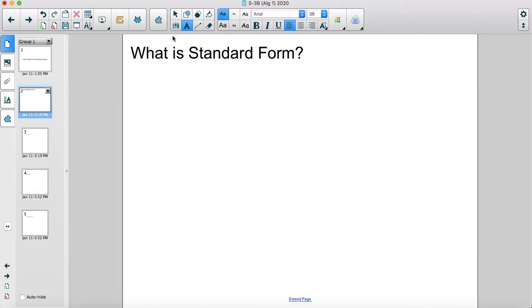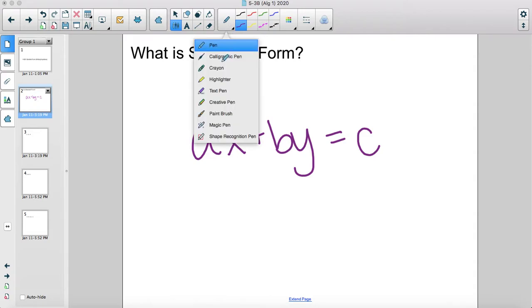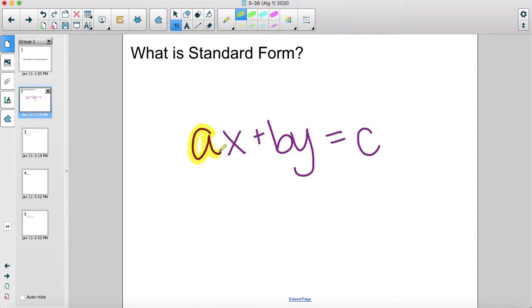So think back to the equations we were seeing last class period. It's that ax plus by equals c, where the x and the y are always going to be there, but the a, the b, and the c are going to be different numbers depending upon the equation. Important things to note that we talked about last time was this a value is never negative. Okay, never ever is it negative.